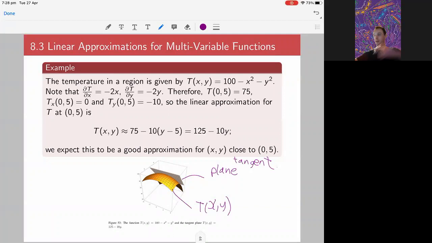So let's keep going with these sorts of approximations. Are there any questions at this point before I move on to some more examples? All right, let's have a look at our next example.